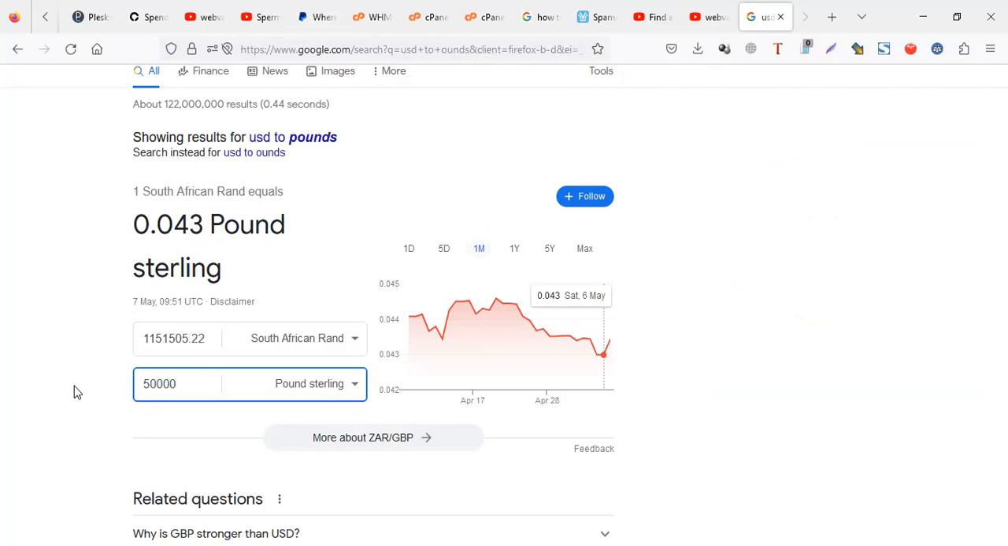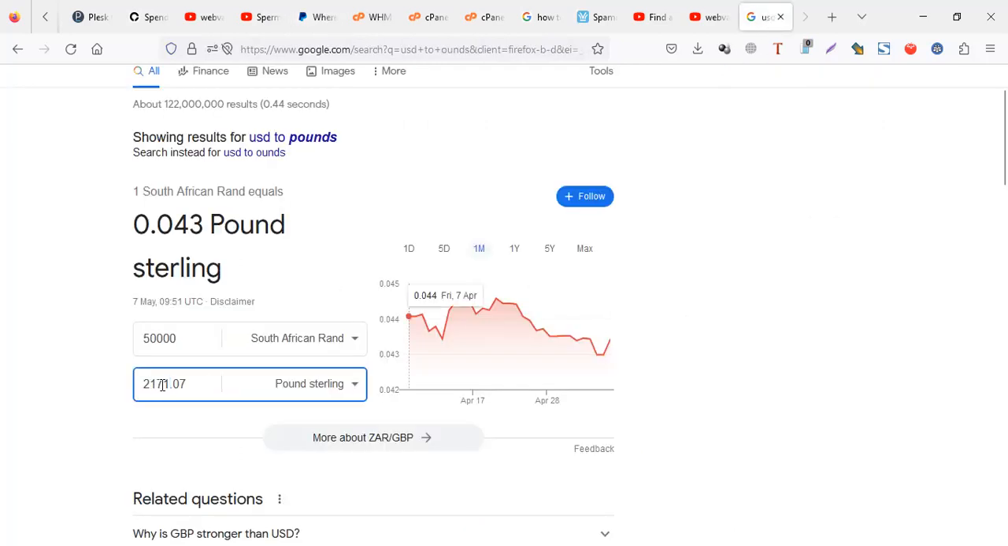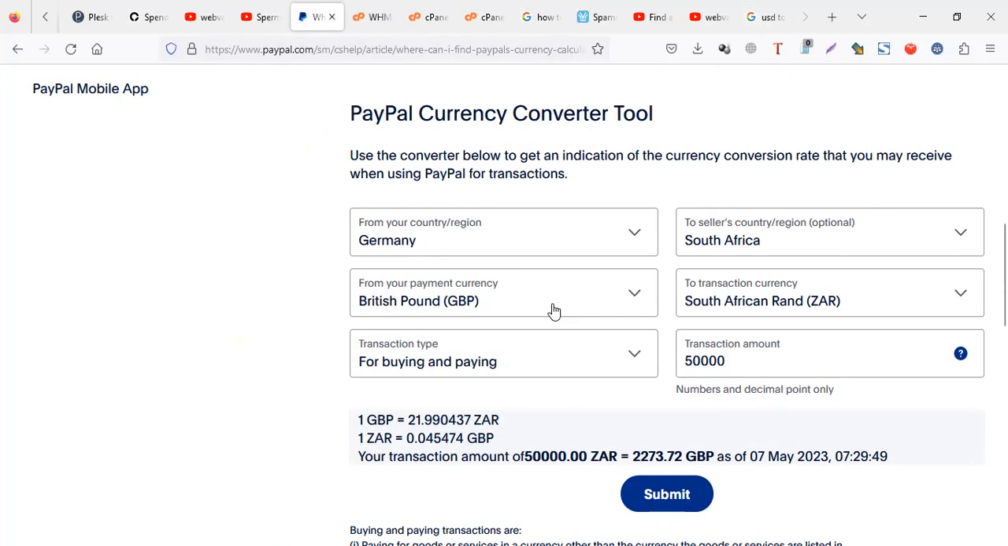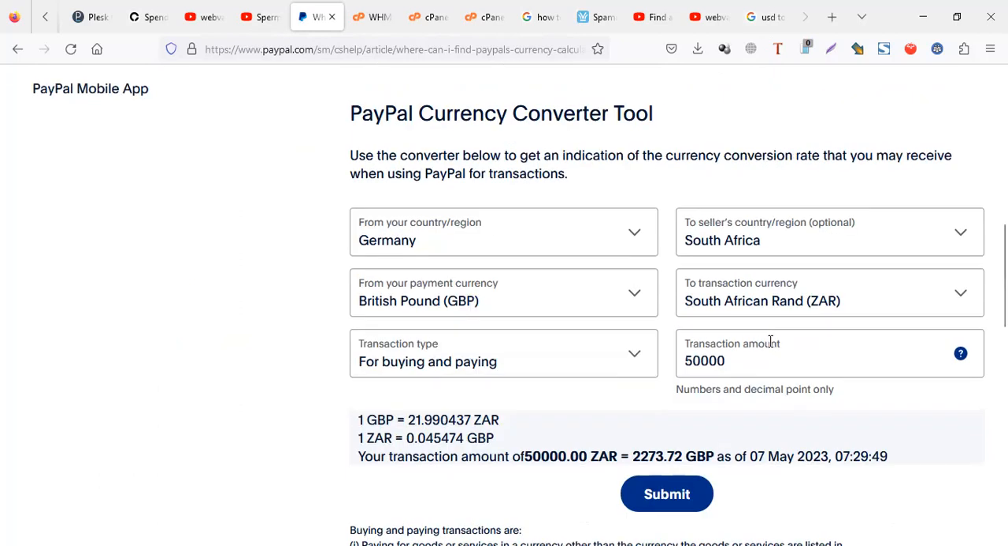But if I compare it with the average, let me check the rate on Google. 50,000 rands is around 2,171. If I compare with PayPal, there is a big difference. On PayPal, I'll be deducted around 2,273 instead of 2,100. So PayPal rates are a bit high. Remember, they have to get a conversion rate for you. They usually earn from the currency conversion, and also from their fees when you're paying.